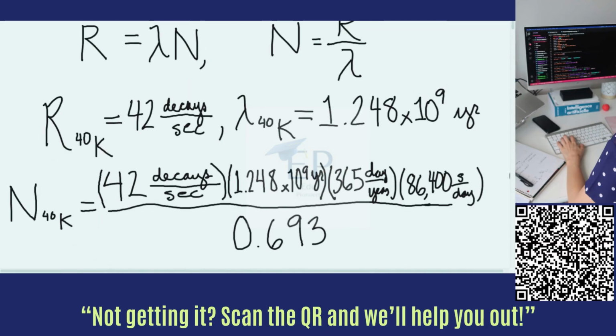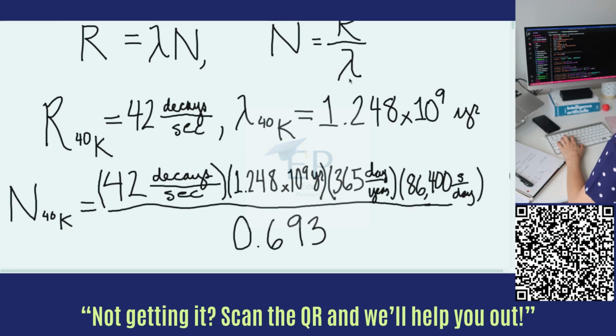Plugging these in, we have 42 decays per second for our decay rate, but we have to convert our decay constant from years into seconds, to correspond with the decays per second decay rate that we're given. So we enter in the decay constant in years, multiply it by 365 days per year, and multiply that by 86,400 seconds in a day. That gives us a numerator that seconds cancel, and we're left with simply decays.